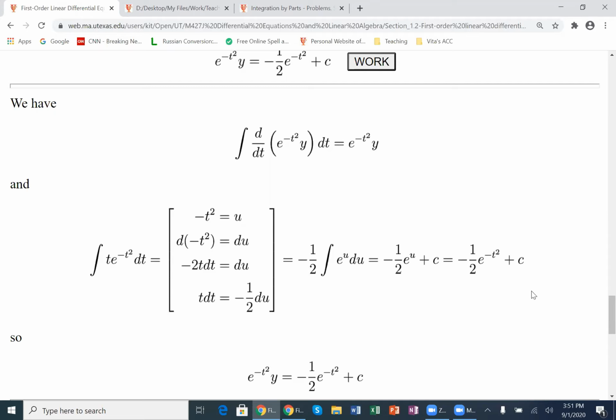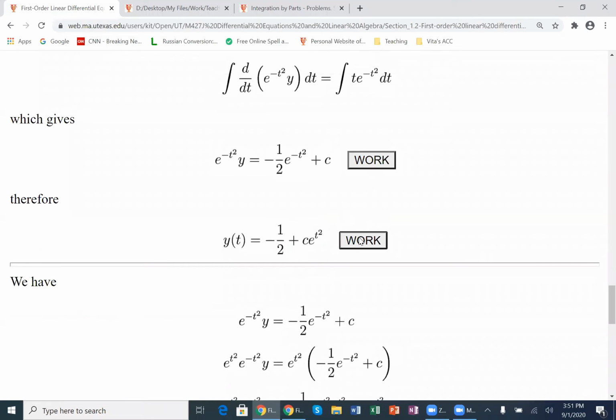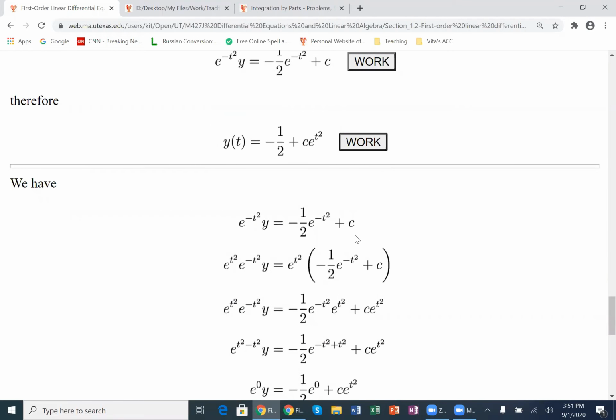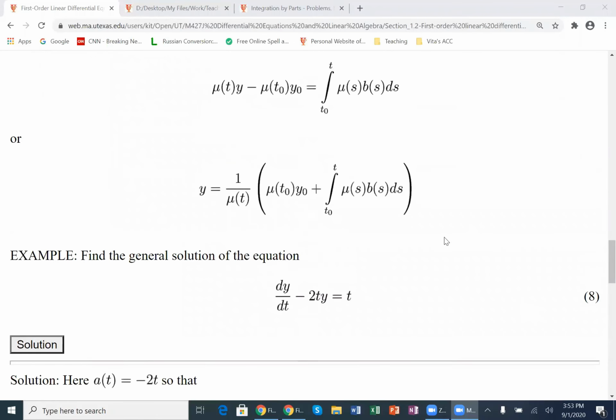For step 3, underneath the u substitution, what if you divided by e to the negative t squared on both sides? Very good point. So there are two ways to jump from here to here. Either we multiply both sides by e to t squared, or, which is fundamentally the same, we divide both sides by e to negative t squared. Absolutely. Okay, thank you.